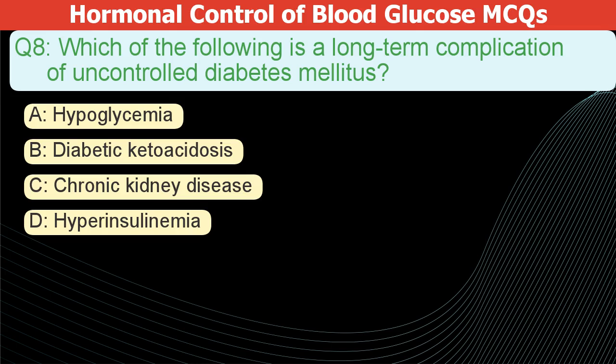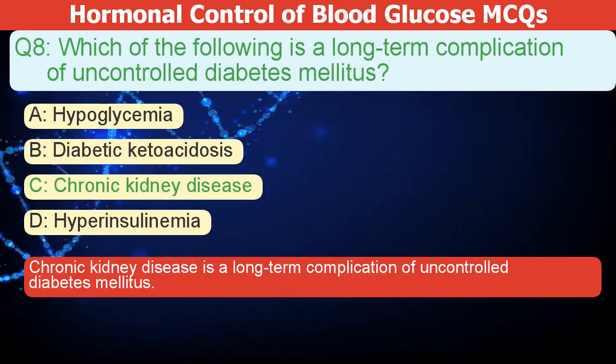Which of the following is a long-term complication of uncontrolled diabetes mellitus? A. Hypoglycemia. B. Diabetic ketoacidosis. C. Chronic kidney disease. D. Hyperinsulinemia. The correct answer is C. Chronic kidney disease is a long-term complication of uncontrolled diabetes mellitus.